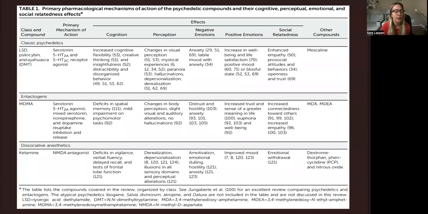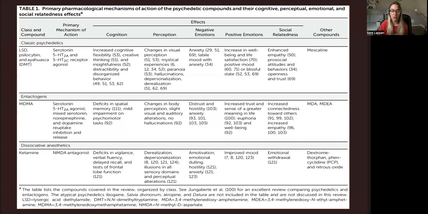So just giving you a little table here for reference of some different classes and their primary mechanism of action. Here you can see with classic psychedelics, serotonin, specifically the 2A and 2C receptors; entactogens, serotonin, norepinephrine, dopamine receptors; and with dissociative anesthetics, it's an NMDA antagonist. And then you can see at the bottom all of the acronyms and what they stand for. And then you can see the different effects that each of these classes have on cognition, perception, negative emotions, positive emotions, social relatedness, and then other compounds that fit into that class. So you can have this for reference.